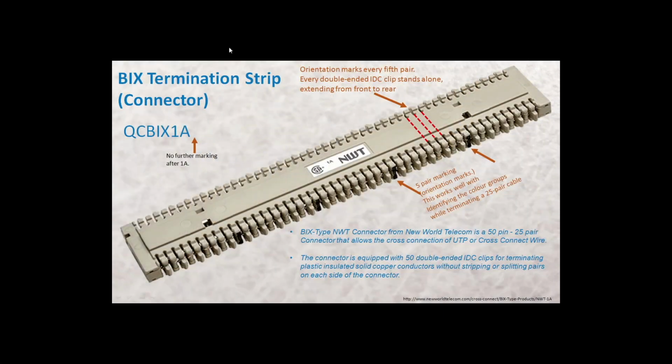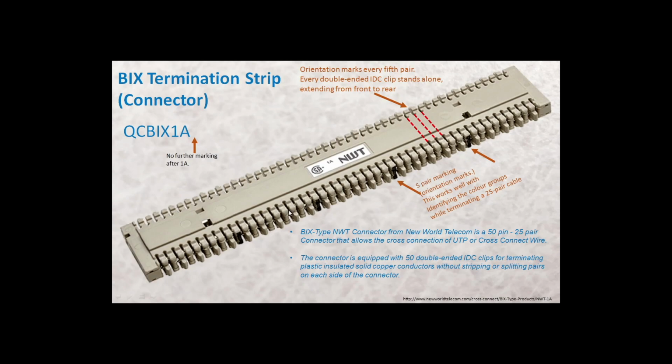And over here, all right, so here is the designation QC BIX. Okay, so you can mostly ignore that because this pattern just repeats. What we're concentrating on is that 1A connector. The 1A connector has one-to-one connections with the IDC clips, and it has orientation marks every fifth pair.